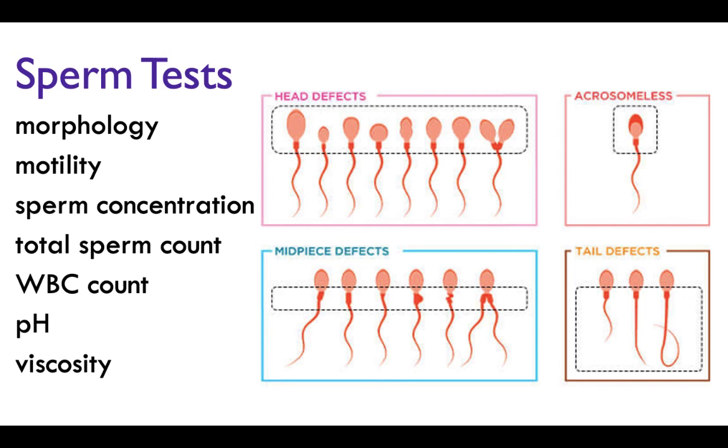What's the sperm concentration per milliliter? What's the total sperm count in the ejaculate? Are there white blood cells there? Yes, sometimes they're supposed to be, but there shouldn't be a ton. Is there infection? What's the pH? And what is the viscosity?